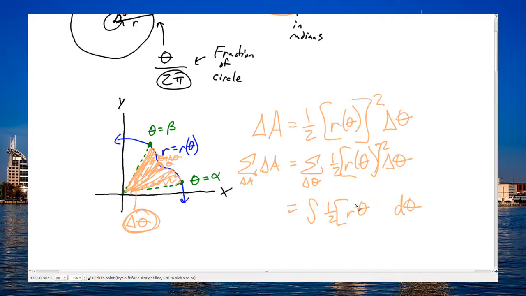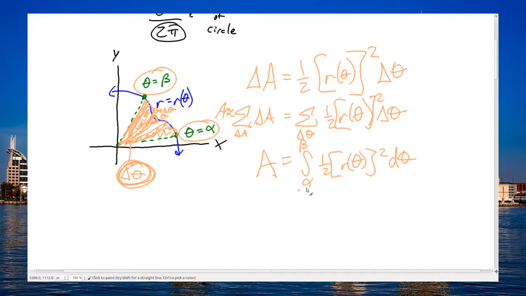1/2 r of theta squared, and then since we're adding up these little angles here, we're just going to take the angle from the starting angle alpha to the ending angle beta. And that's going to be my entire area. Okay, so there's the formula right here.